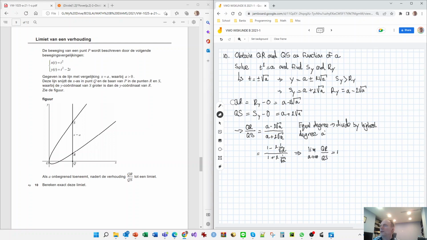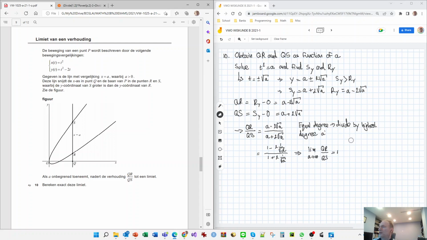So now we know our QR, and the y coordinate of Q is 0 in both cases, so it is a minus 2 times the square root of a for QR, and QS is a plus 2 times the square root of a. So now we can just calculate the ratio and let a get larger and larger. Well, you can already see what happens. The linear term in a will dominate the square root, and you get something like 1 over 1.